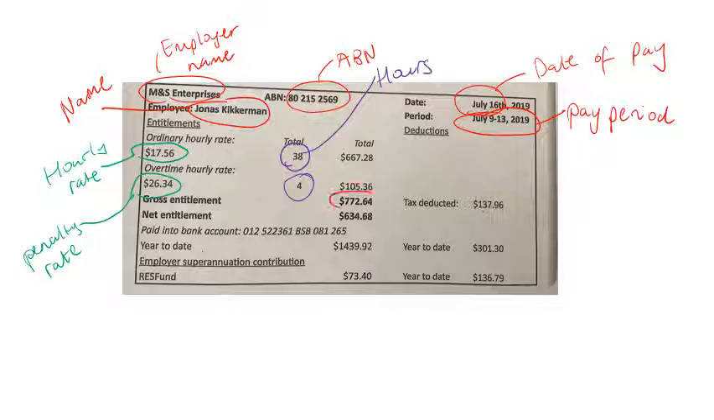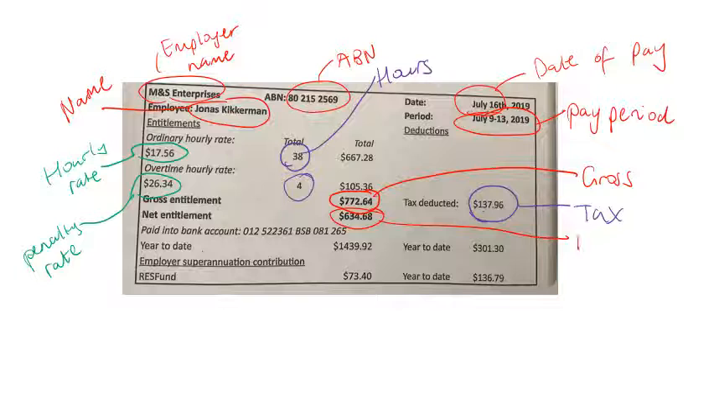And then, so we've got their gross pay. So that's their overall pay before tax or deductions. So their gross pay. Then this is the tax that gets taken out of their account. And so then this is their net pay. So after the taxes get taken out, that's their net pay. We've got, what else? We've got their super here. Super, and that's all for this particular pay.